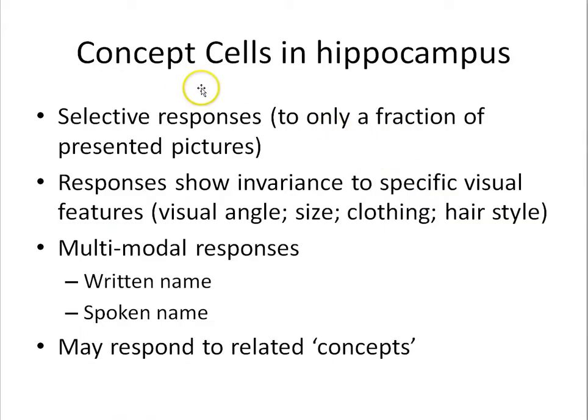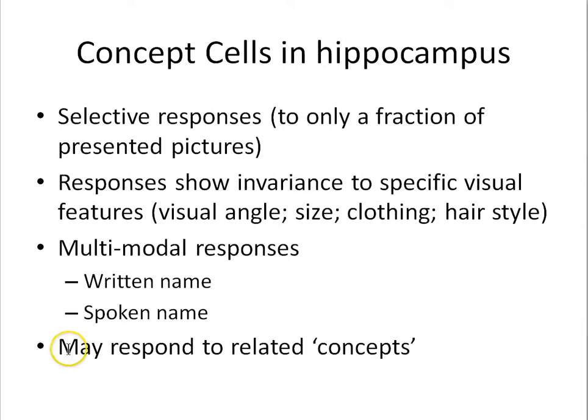So these researchers began to characterize these hippocampal cells as concept cells. So, selective responses. They only responded to a fraction of the presented pictures. There might be 100 pictures presented, and they just respond to a fraction, like the Jennifer Aniston or the Luke Skywalker. The responses show invariance to specific visual features. Didn't matter the visual angle of Jennifer Aniston or Luke Skywalker. Didn't matter the size, the clothing, hairstyle, the background, and whatnot. They were multimodal responses. So not only to pictures of the people, but their written name and their spoken name.